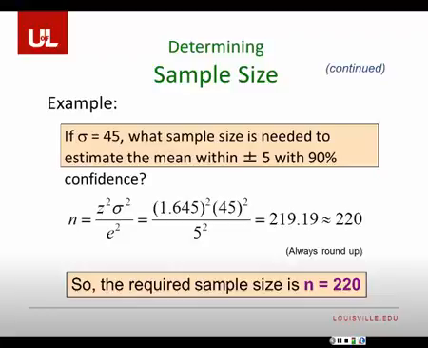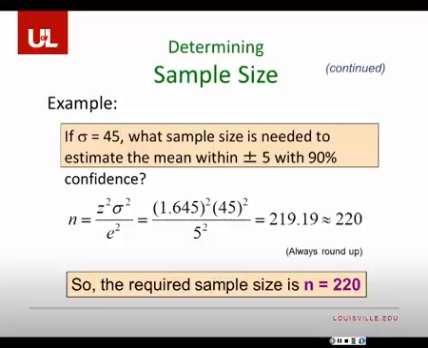If we want a 90% confidence interval, that means we have to get the critical value for 90%, which hopefully we know by now is 1.645. We square that and multiply it by the standard deviation squared, so it essentially becomes the variance again, and we divide that by 25. So for this particular example, we would need a sample size of 220.